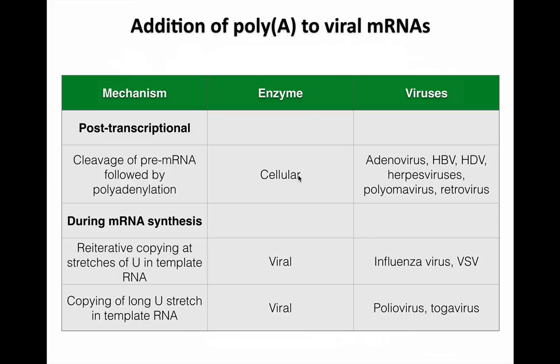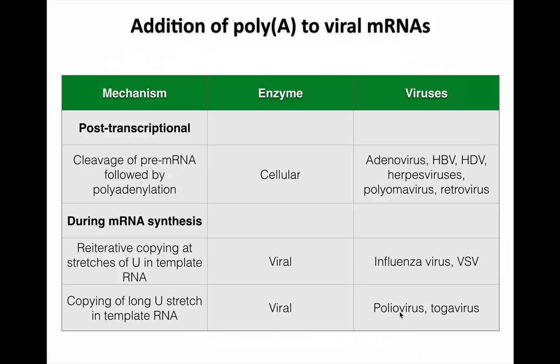The enzyme that does this is cellular, and these are the viruses that do this. This is in contrast to polyadenylation in RNA viruses that we talked about last time. For example, influenza virus and VSV use reiterative copying at stretches of U in the template RNA. And this, of course, is carried out by the viral polymerase.